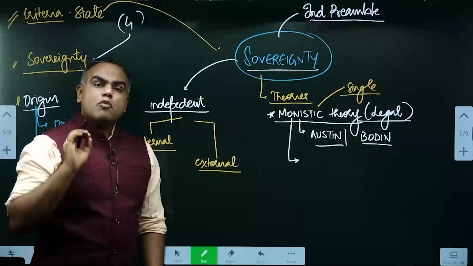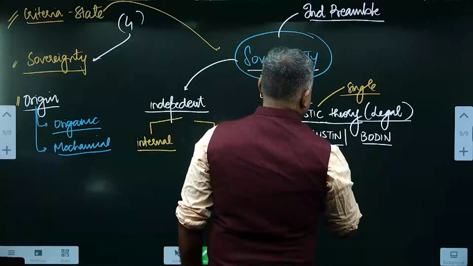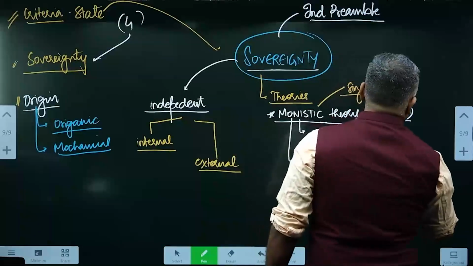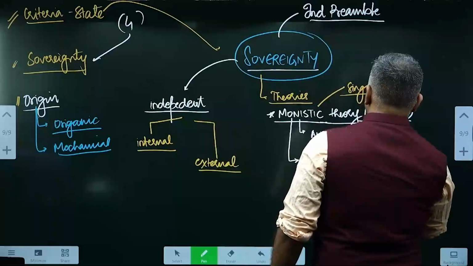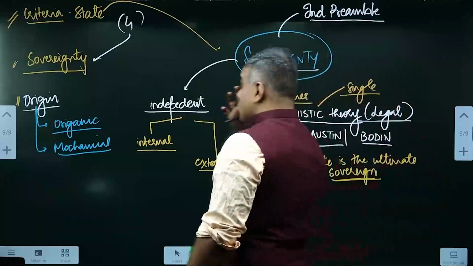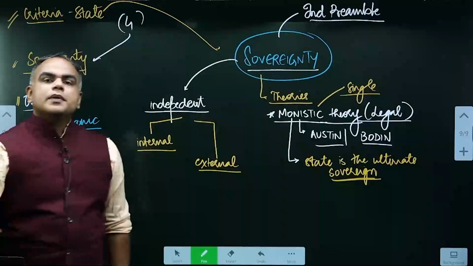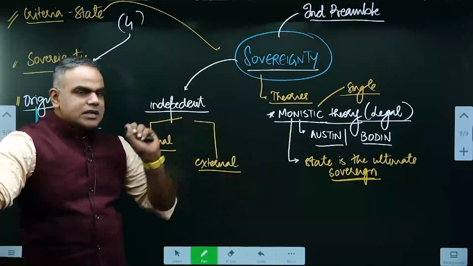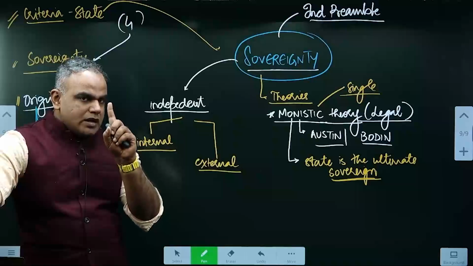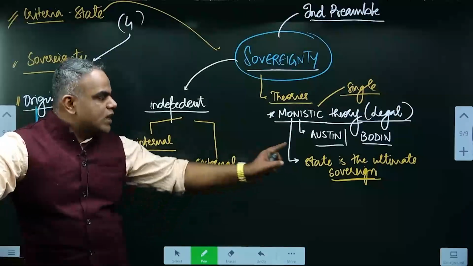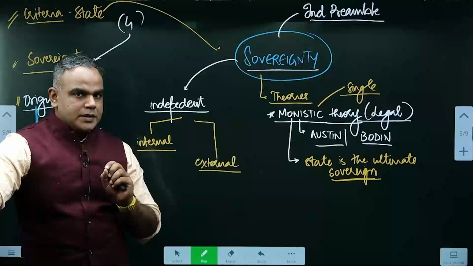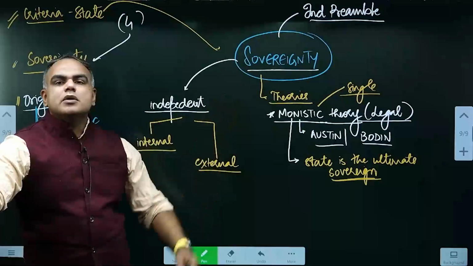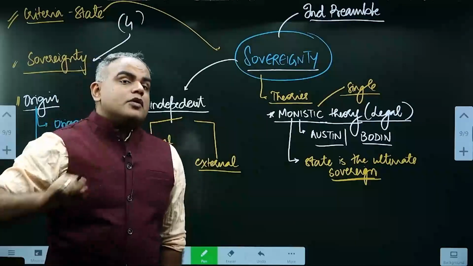A very simple thing they point out is that the state is the ultimate sovereign. Right? All the power lies with the state, and they are very clear about it. So through the work of Austin, Jean Bodin, monistic theory means that all the power, everything lies only with the state. The state is the absolute sovereign. And when you read this, your mind can also go back to Hobbes. Hobbes used to say the same thing also. Law is the command of the sovereign, right?